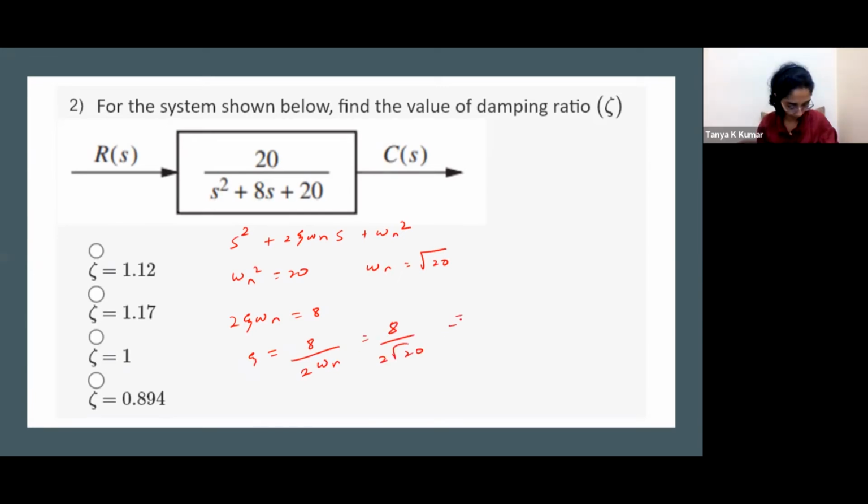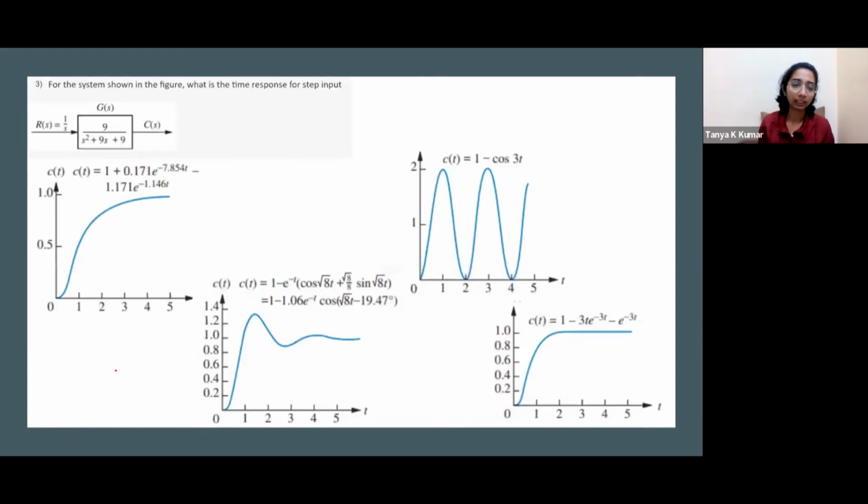How much is that? 8 by... 0.894. So that is this value. Next question is, for the system shown below, what is the time response for step input?